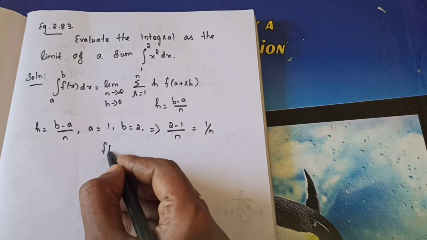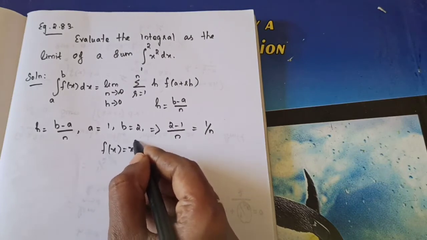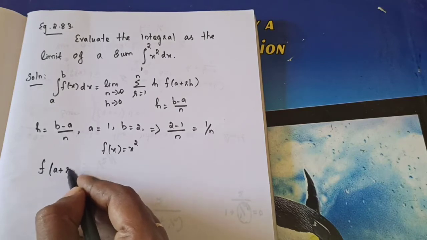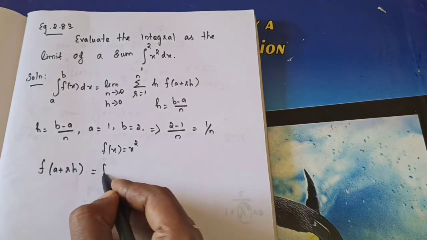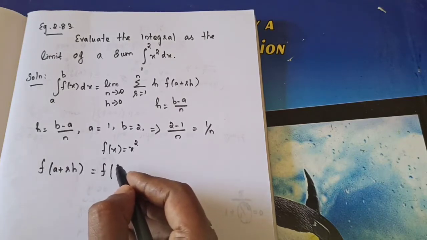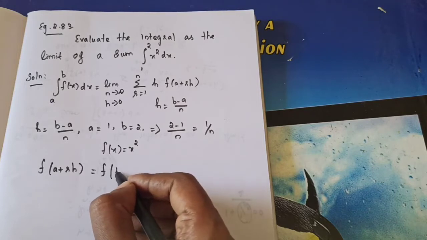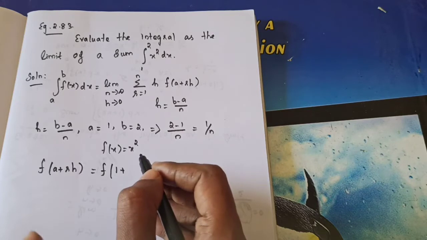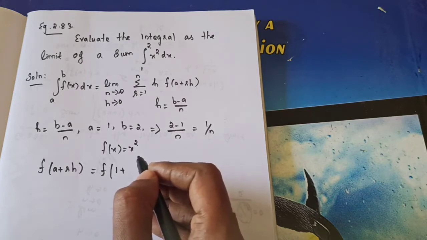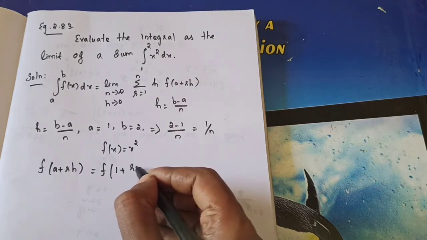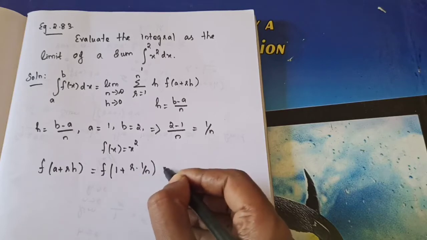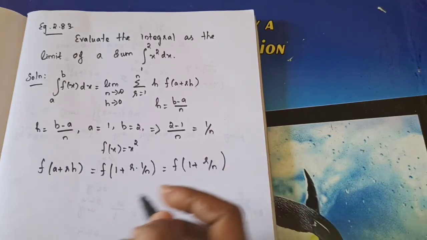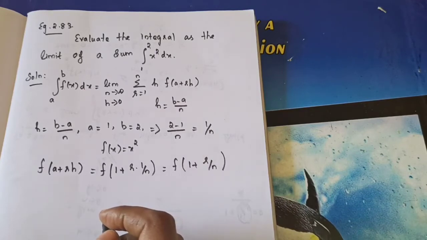Next. What's the f of x in this question? x square, is it right? So afterwards, f of a plus rh we need to find. What's the a value? A value 1, is it right? What's the r? We don't know. h is 1 by n, so that's equal to f of 1 plus r by n.